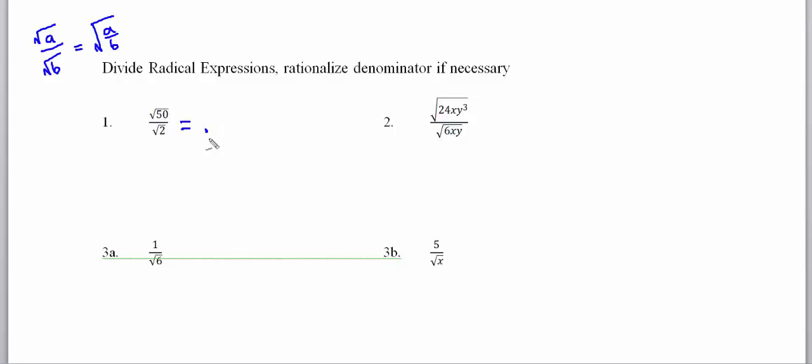Like in this case, the square root of 50 over 2 is a lot easier than taking the 50, breaking it down, and then seeing if it simplifies with the square root of 2 in the denominator, which it does. This is just going to be the square root of 25, which is 5.